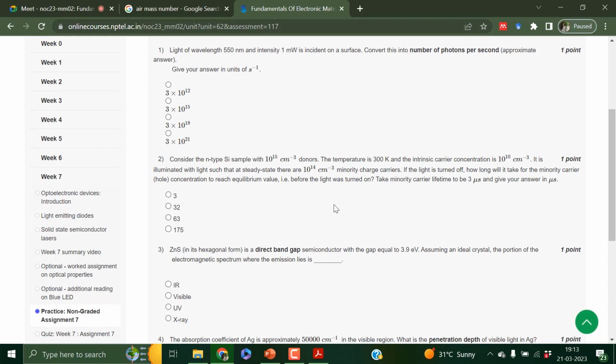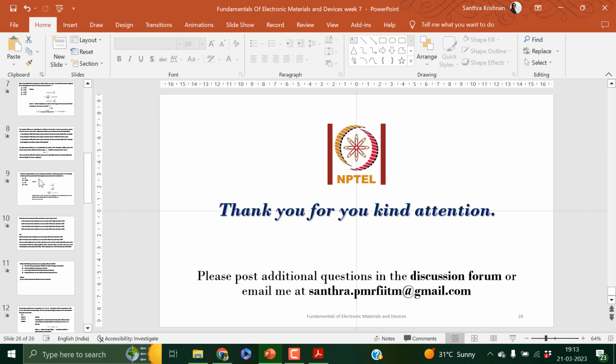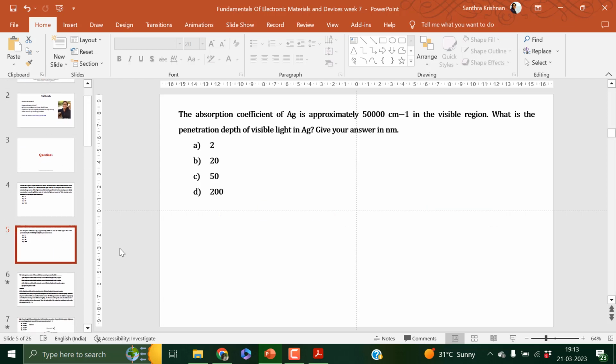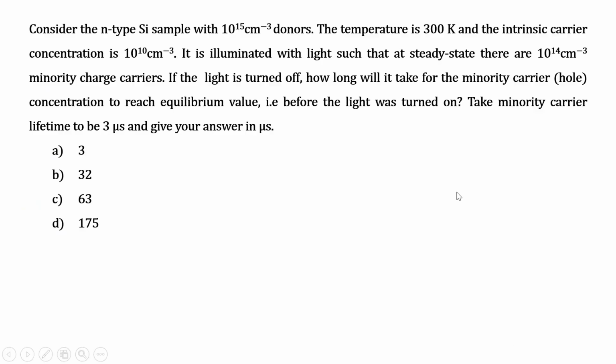Okay, consider an N-type silicon sample with 10 power 15, that question. Yes, ma'am. Actually, I had made that question for today. Does anybody else know the answer to this question? They are saying something like what will be the lifetime, and they just made me confused. Did anybody else get this answer?